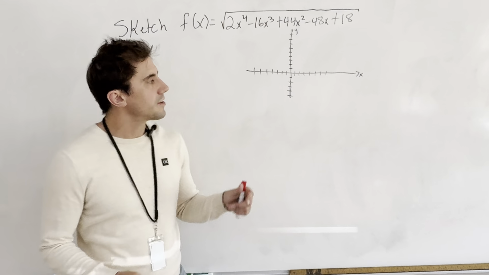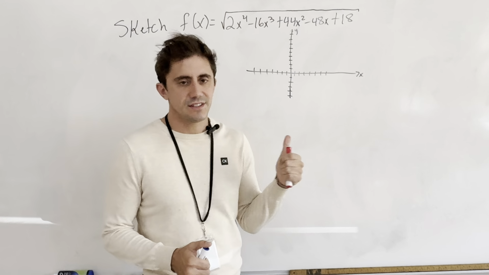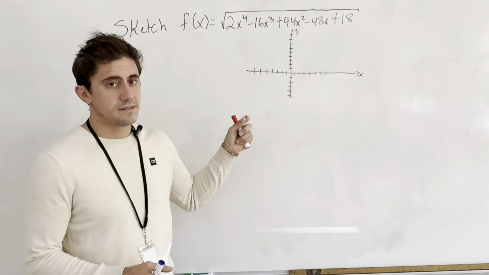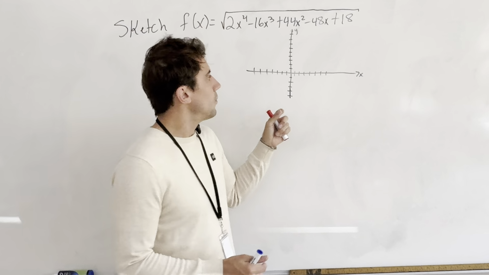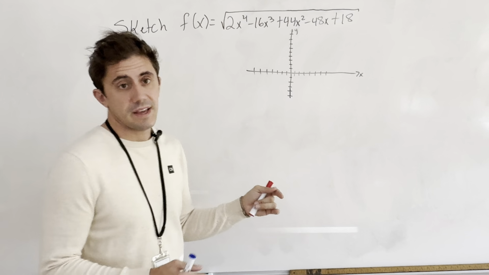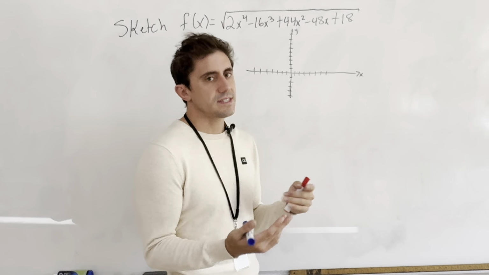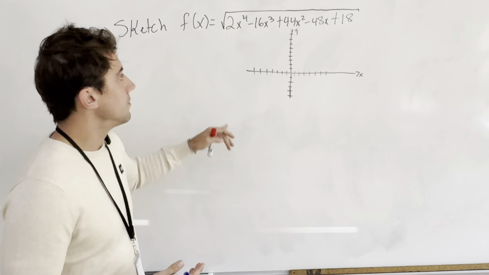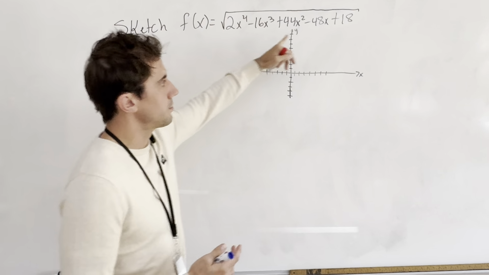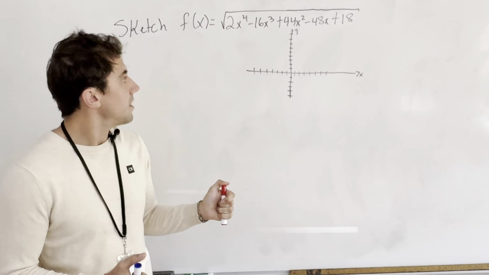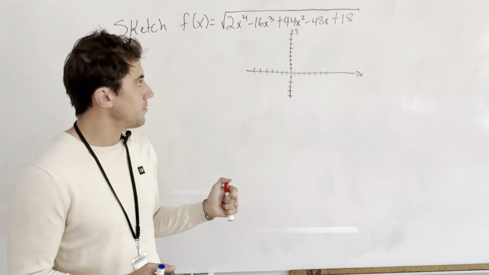Hey everyone, today we are going to graph the square root of a messy looking quartic polynomial. And although it looks horrific at first glance, once we start simplifying it down and looking at its factors, we'll see that it's a more manageable task than it might look at first. So let's start with the rational root theorem to consider the possible roots of our quartic polynomial.